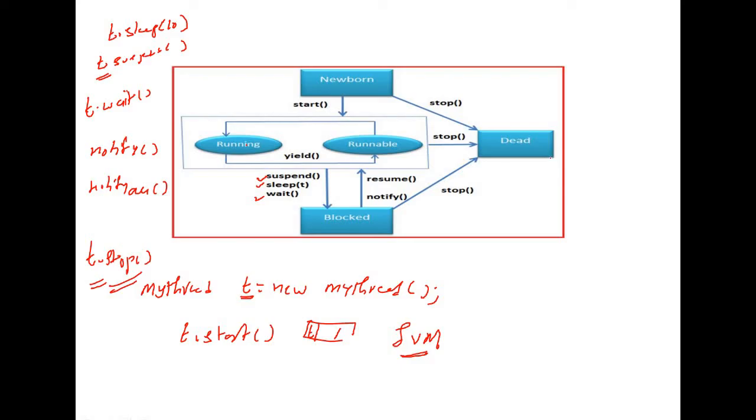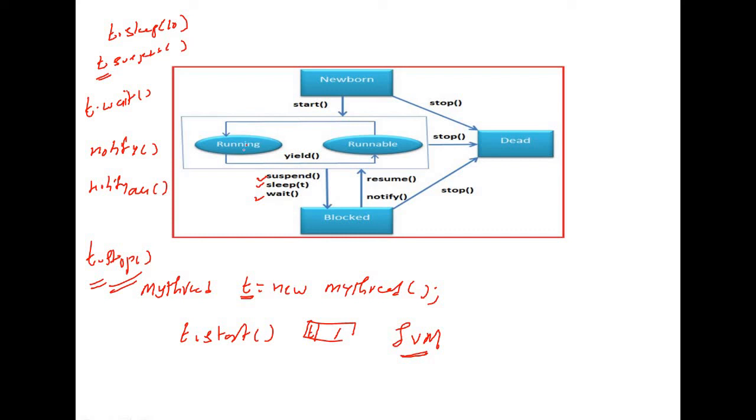These are the thread life cycle states. The first one is the newborn state. From the newborn state, to enter the runnable state, we have to apply the start method. From runnable to running, that is given by the JVM. There is no method here. Going from runnable to running depends upon the JVM. The JVM will give the chance to execute the corresponding thread.